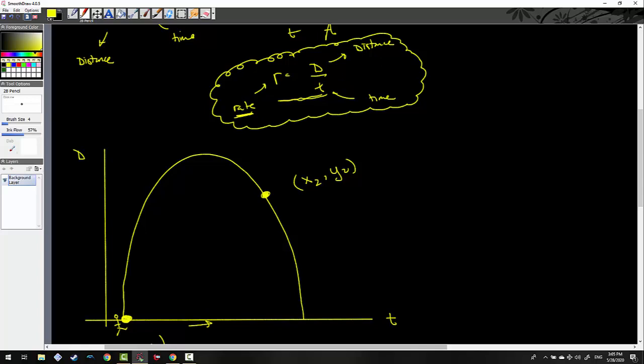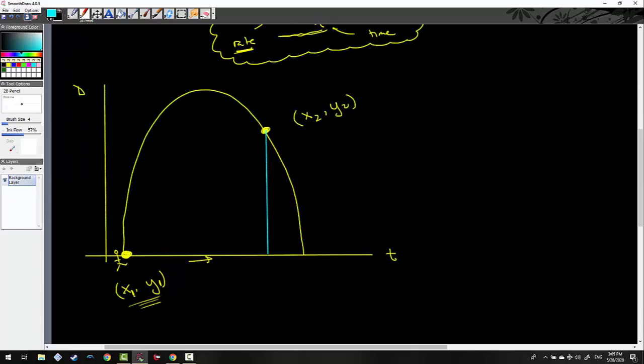So what is my vertical change here? In other words, how do I find the vertical change from y2 all the way down to that line right there, to the same elevation as this? Well, that's easy. It's y2 minus y1. And then how do I find my horizontal change? I find my horizontal change by taking my x position from the second and subtracting the x position from the first.